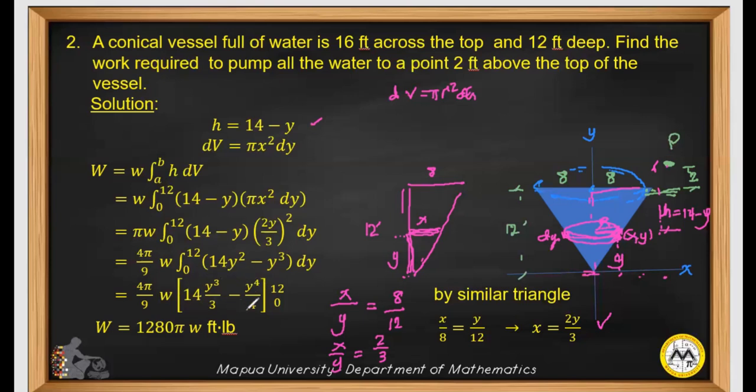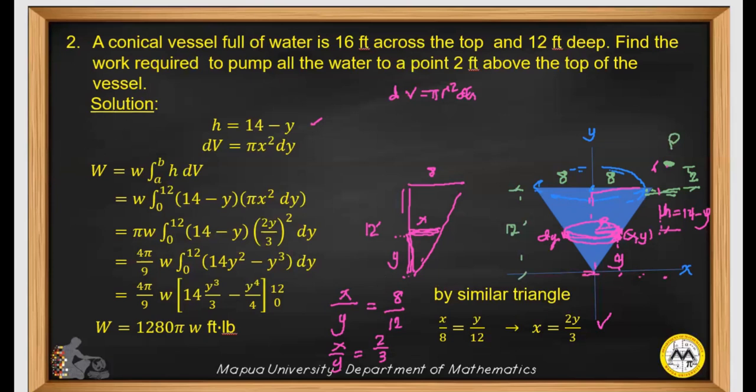And the result when y is equal to 12 minus when y is equal to 0, multiplied by 4 over 9 pi times w, will give us the work done is equal to 1,280 pi times w foot-pounds. So please do not forget that if we have problems like this on, say, a conical vessel, we can always do ratio and proportion since we can form two right triangles.